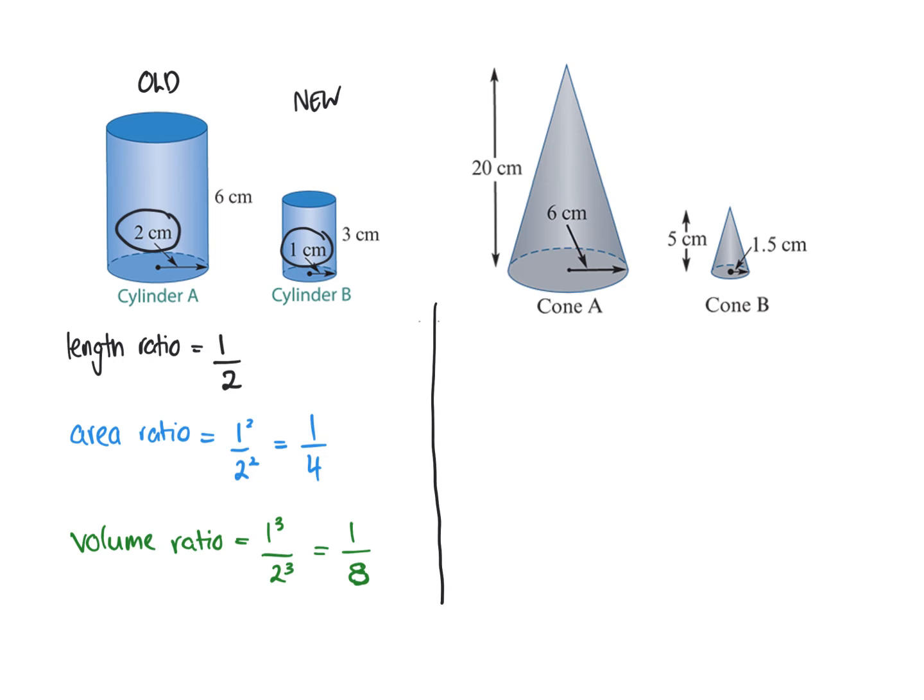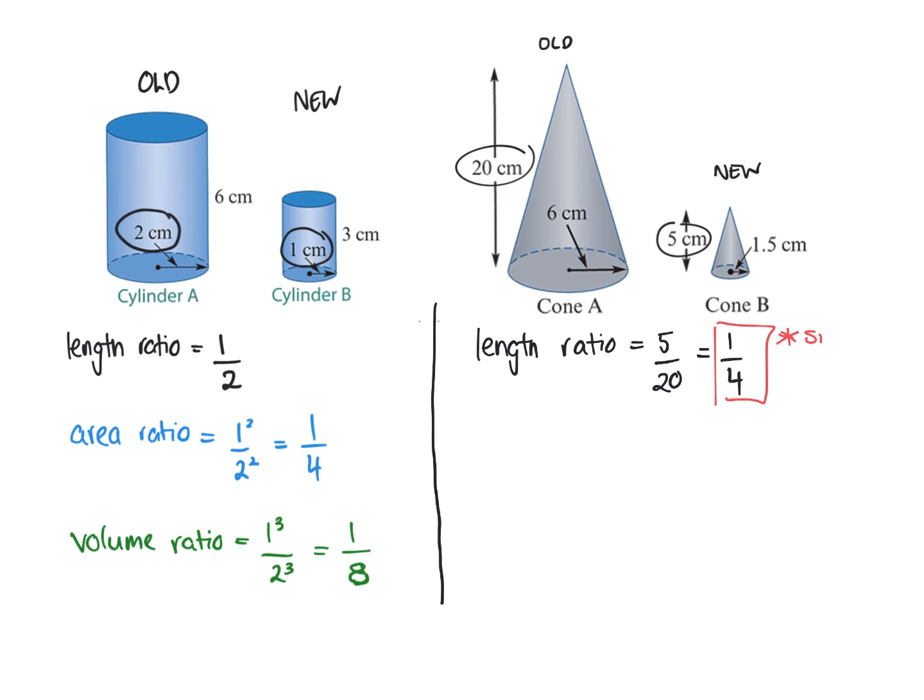All right, so let's do the same thing over here. You call the first one they give you the old one, and the second one the new one, and that's going to make it easier for you. So you go, all right, length ratio. I'm going to pick the side, the height. So I'm picking the same dimension. So I'm going to say 5 over 20, but we need to make sure we simplify that. So what's that? 1 over 4. So we need to make sure, maybe write that down, that we have simplified.